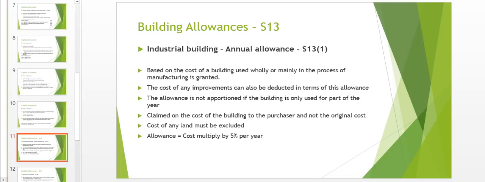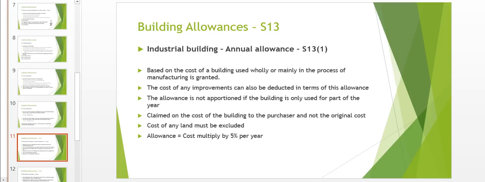And then the cost of any improvements can also be deducted in terms of this allowance. But importantly, this allowance should not be apportioned if the building is only used for part of the year. So again, it is only a 5% allowance. And you need to claim on the cost of the building to the purchaser and not the original cost. Okay, but also very importantly, land has to be excluded. So it should be on the actual building itself, not the land. And the section 13 allowance then is just 5% of the cost.